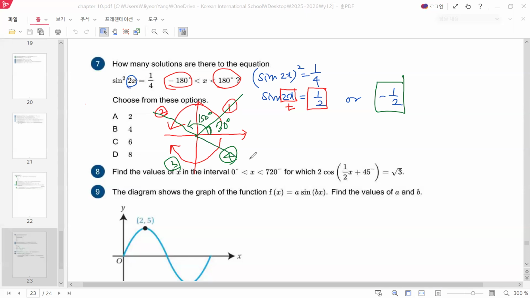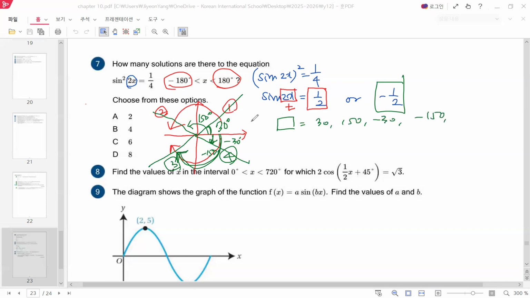And then the fourth one, but negative number. What's the angle here? Negative 30. And then you need to find this one. What's the angle here? Negative 150. Do you understand? Therefore, the answer here should be 30, 150, negative 30, and negative 150.